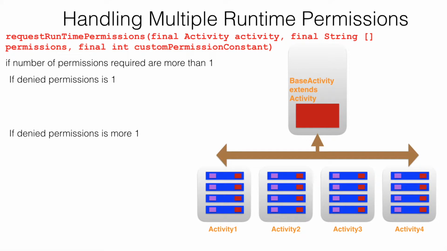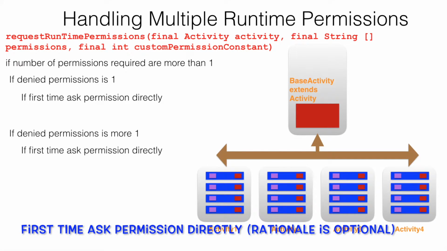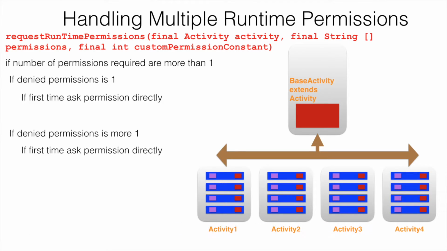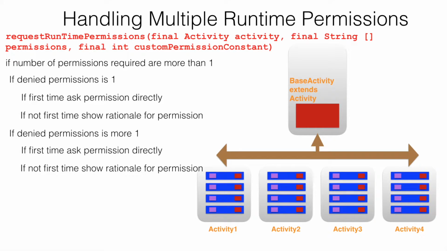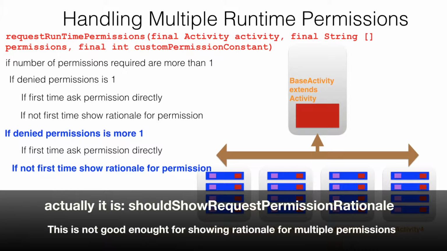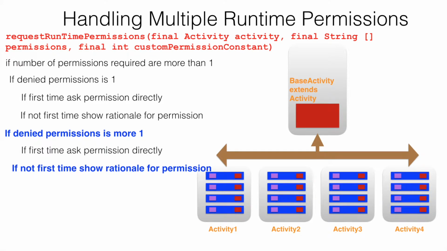So if you have denied permission, it could be either one or both the permissions. In that case, if it is for the first time, then you have to ask the permission directly without showing any rationale. Otherwise, you have to show the rationale for asking the permission. If you want to show the rationale for a situation where the permission has already been denied once and you want to once again ask for the permission, the ActivityCompat method shouldShowRequestPermissionRationale will not be sufficient to handle multiple permissions. That is why this particular part needs to be handled through your own custom logic.